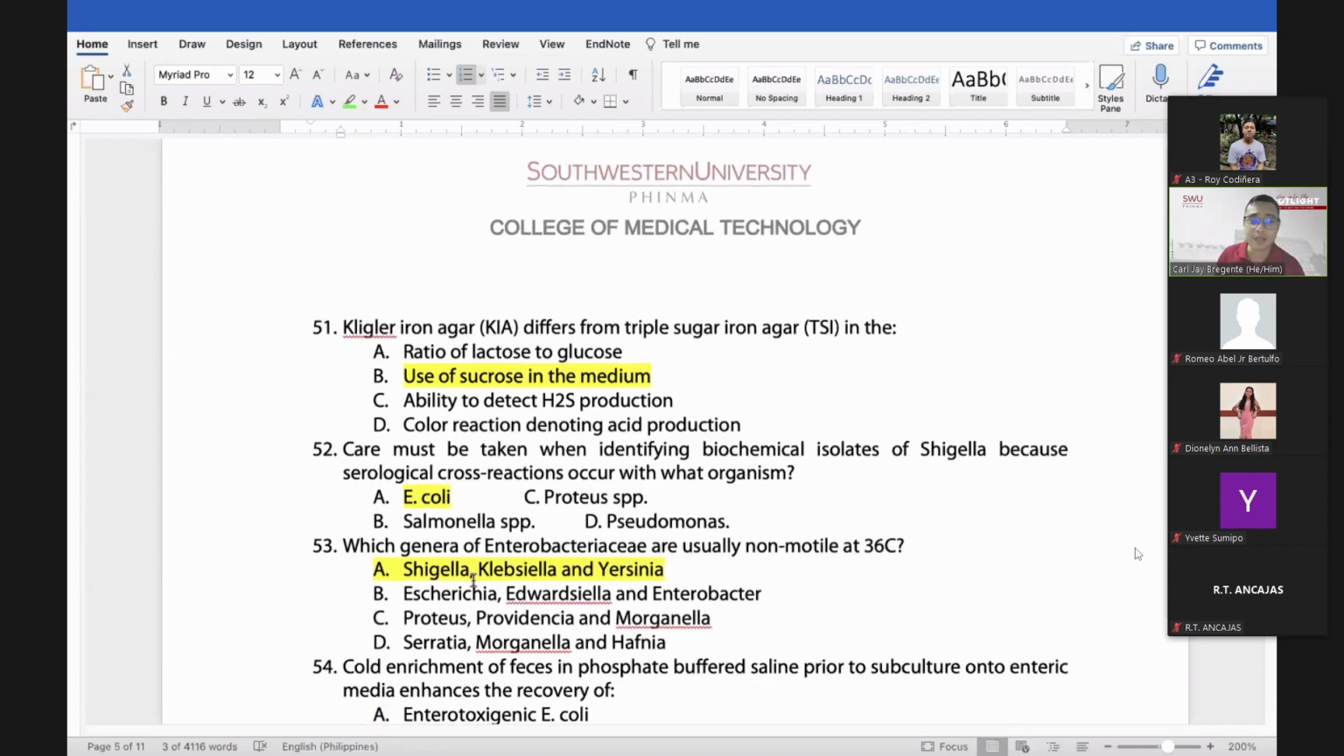52, care must be taken when identifying biochemical isolates of Shigella because serological cross-reactions occur with what organism? The answer is E. coli. Okay? Your E. coli and Shigella may share the same biochemical results, no? And also some of the E. coli strains or types have the same appearance as Shigella. So, it should be identified using motility testing. So again, Shigella is non-motile, E. coli is motile.